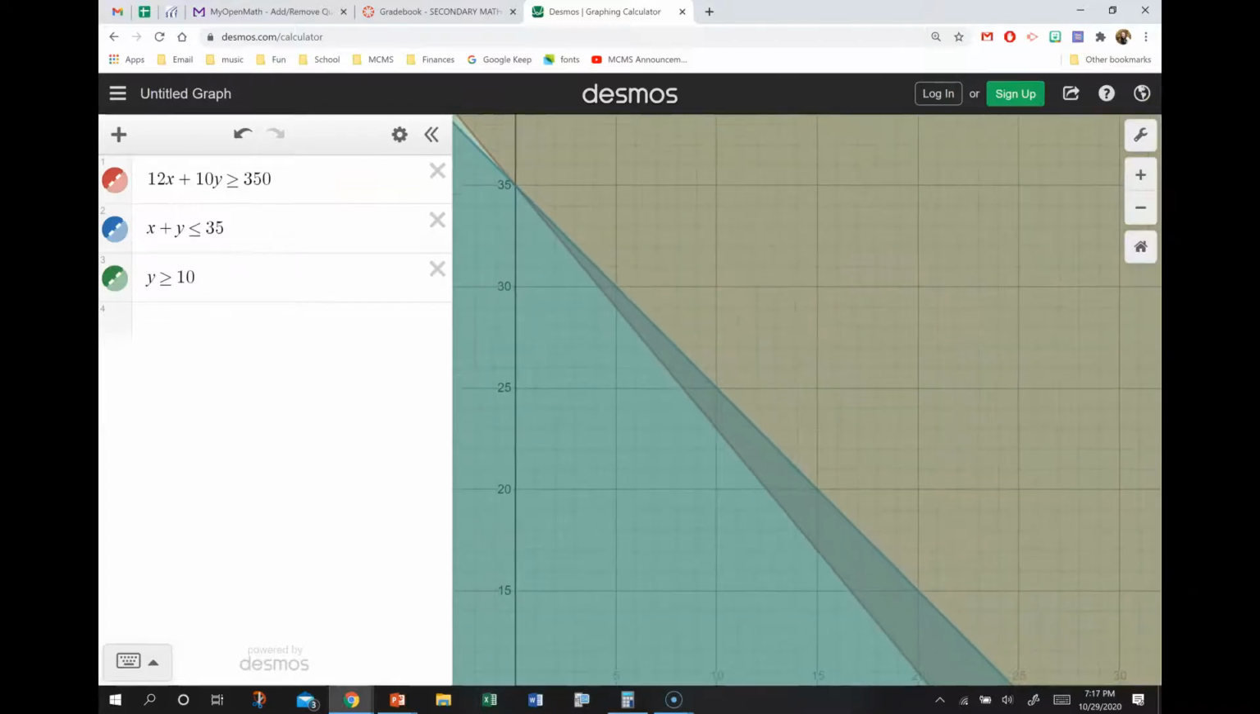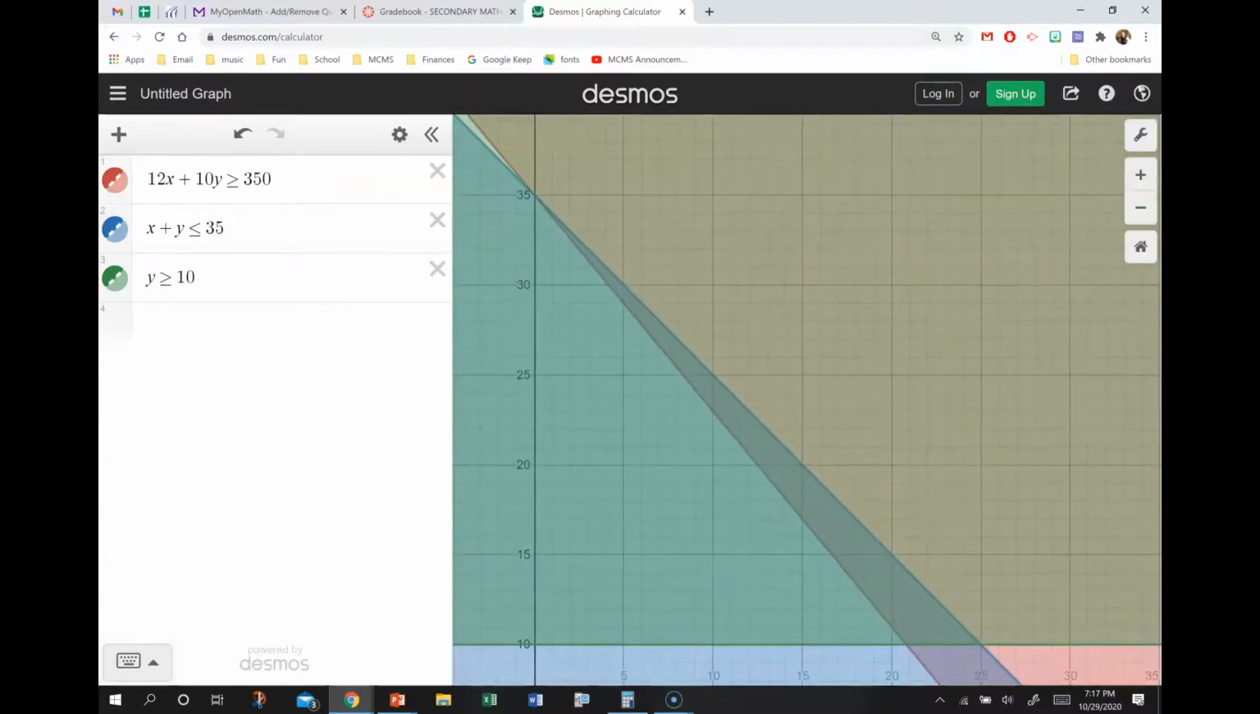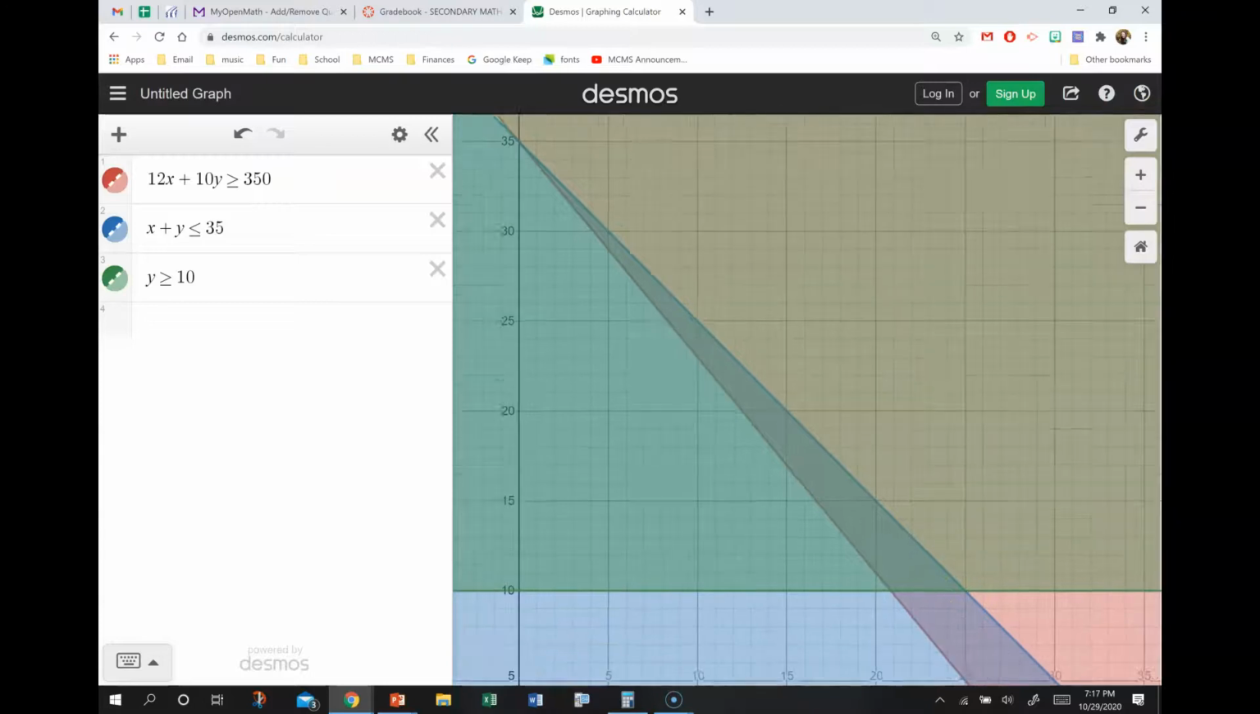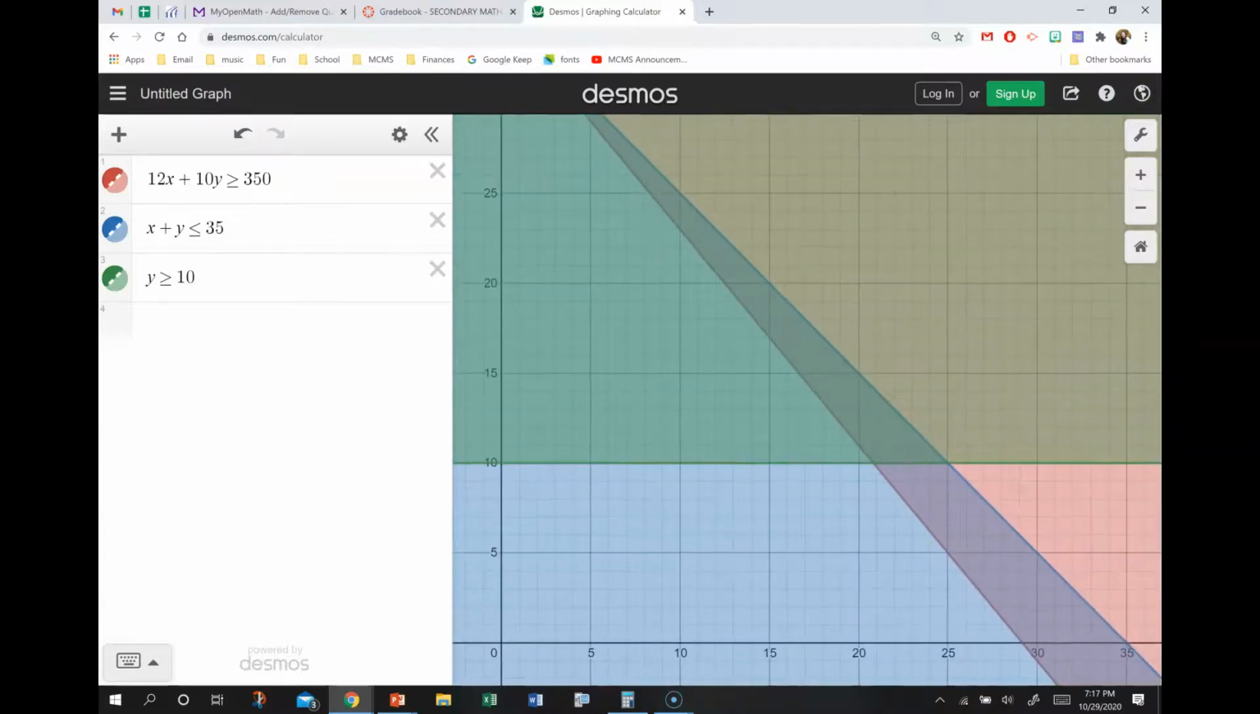So that means that this part right here, the green, blue, and red, where they all intersect, this tiny little sliver right here, is my possible solutions. So the least amount of hours she can work is 10 hours at the clothing store and 21 hours at the other place.